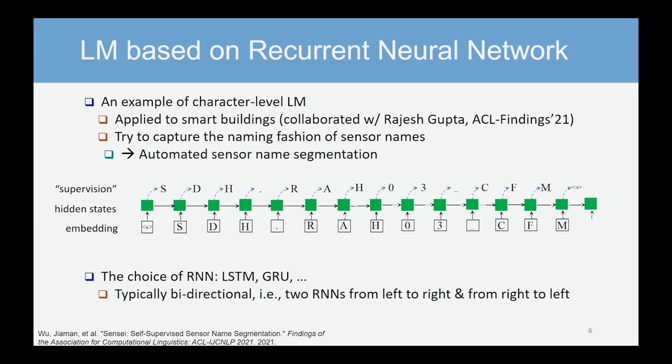So let me give you a more concrete idea about how we can train a neural network model using this language model objective. This is work I did 2 years ago together with Rajesh Gupta's group. We were working on smart building cases. I was told there are about 5,000-ish sensors in every modern building nowadays. Every sensor has a name, curated by the building vendors who install these sensors. The name itself contains a building name, room ID, functionality, and much other information. But it's really hard to understand how we can segment this sequence of characters into different meaningful units.